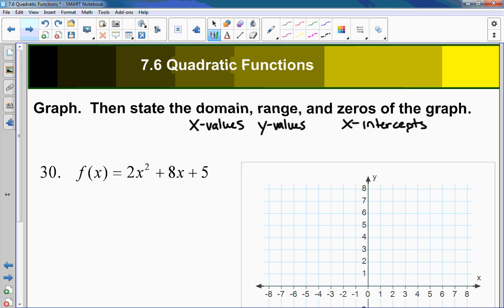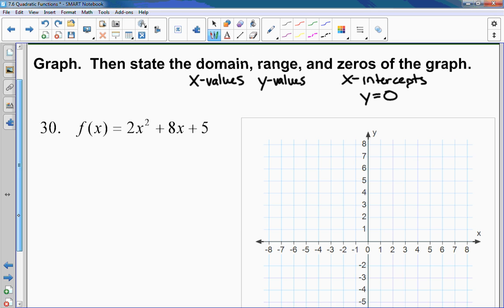And in 7.5, we briefly talked about x-intercepts. And the key point of x-intercepts is when is the y value equal to 0? So it just becomes a quadratic equation that we need to solve, whether we can use the quadratic formula, factoring, or whatever. So let's look at this problem number 30. F of x equals 2x squared plus 8x plus 5.